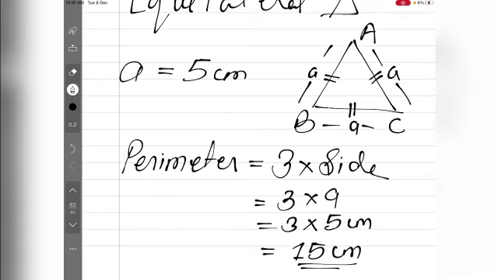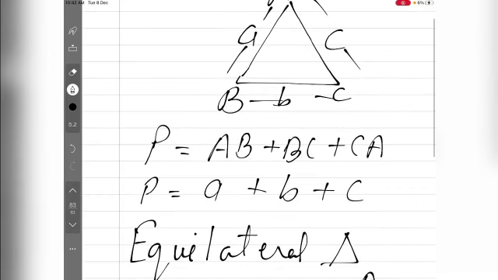I hope that you understand this topic. Now in the next video, we will discuss the area of the figures.